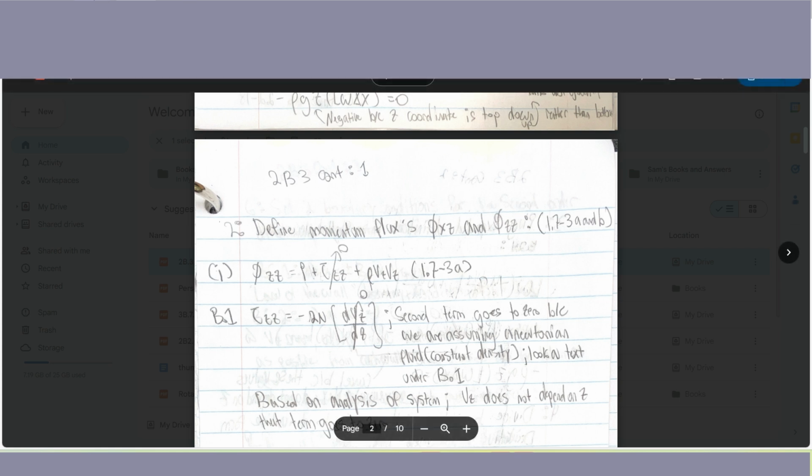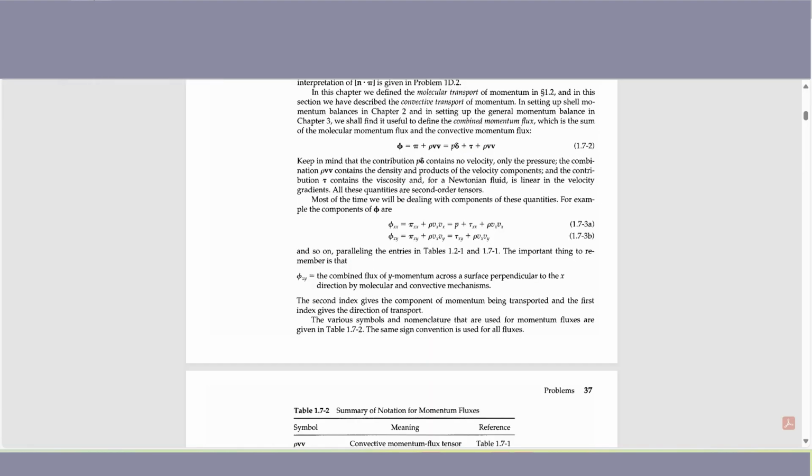All right, so back to 1.7-3. Momentum flux XX. You can just interchange any of these. Like you could say ZZ, you could say XZ, you could say YX. Just switch out the letters for whatever you want. The only difference is the same letters and different letters.